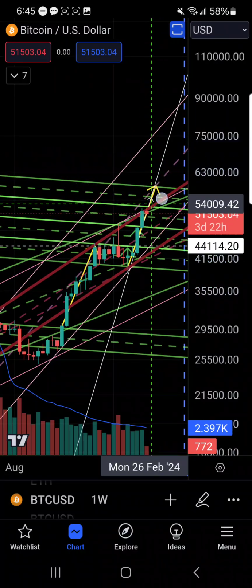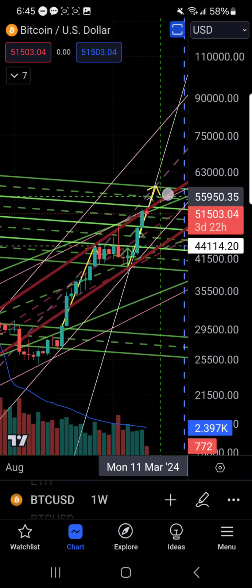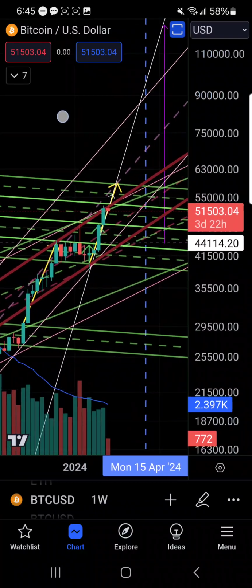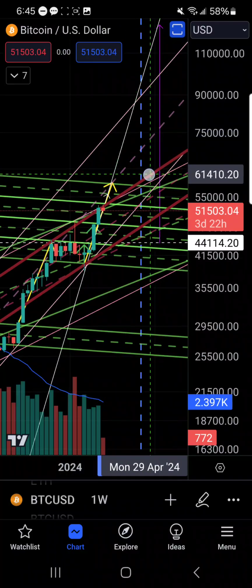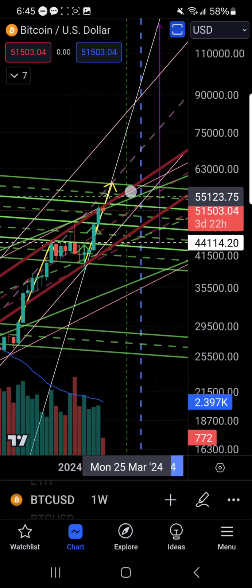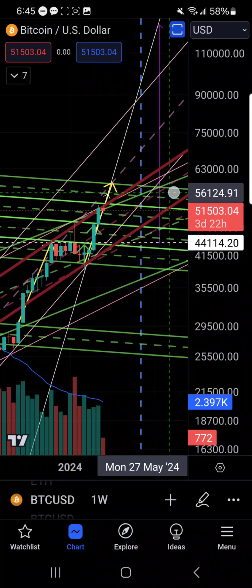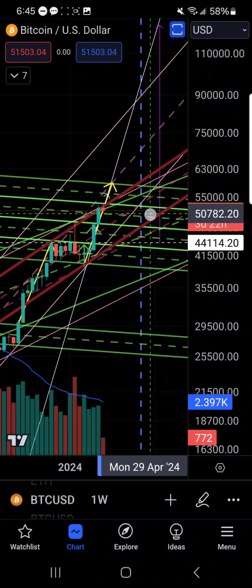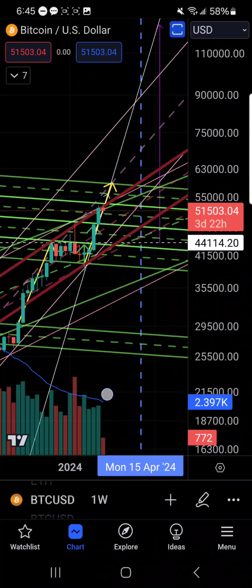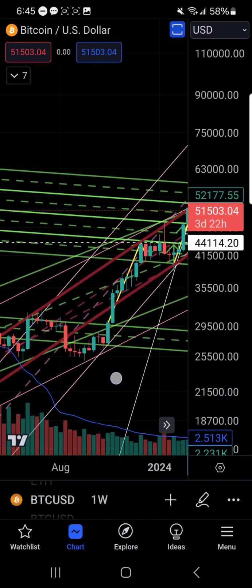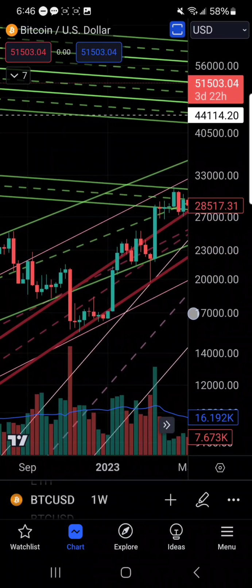Certainly a possibility that this is where the rally ends for now, up at about 59,000-ish. And then maybe at that point we would trade sideways some more over into the halving event. Maybe then we follow this red channel, possibly. That red channel looks like a nice channel to follow.